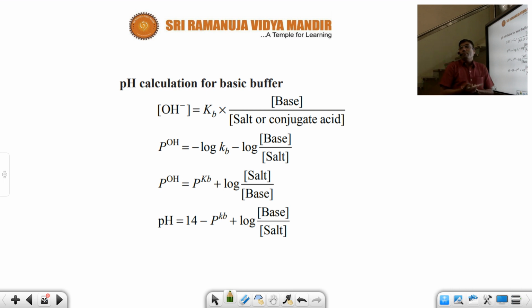Now buffers, you got two types of buffers. One is acidic buffer and the other is the basic buffer. Now you are aware, in a basic buffer you are not getting the H plus value, you are getting the OH minus value. You should remember pOH is equal to minus log OH minus. So ultimately pOH is equal to pKb plus log salt by base, and similarly pH is equal to 14 minus pKb plus log salt by base.